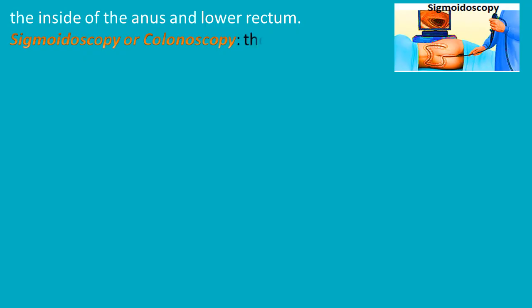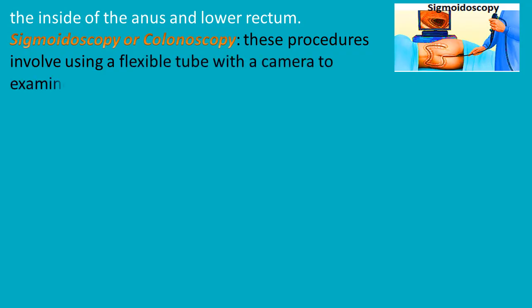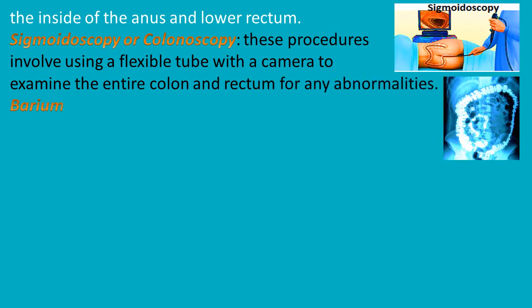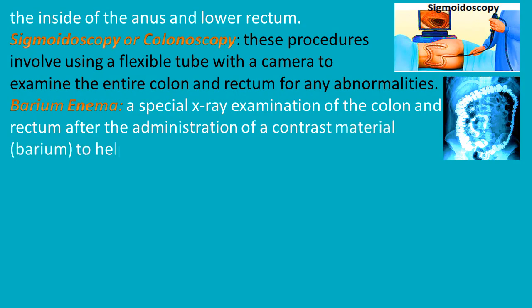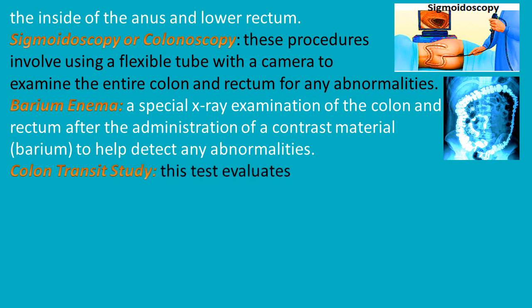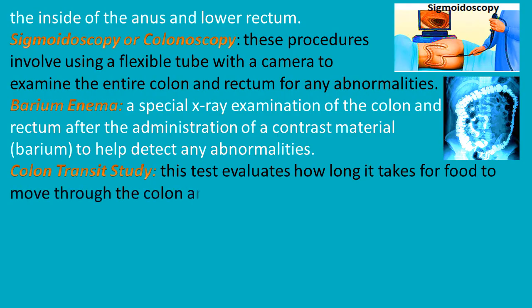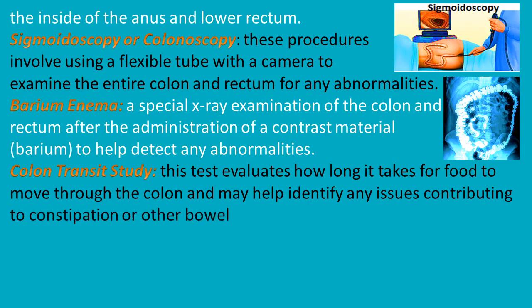Sigmoidoscopy or colonoscopy: these procedures involve using a flexible tube with a camera to examine the entire colon and rectum for any abnormalities. Barium enema: a special X-ray examination of the colon and rectum after the administration of a contrast material, barium, to help detect any abnormalities. Colon transit study: this test evaluates how long it takes for food to move through the colon and may help identify any issues contributing to constipation or other bowel problems.